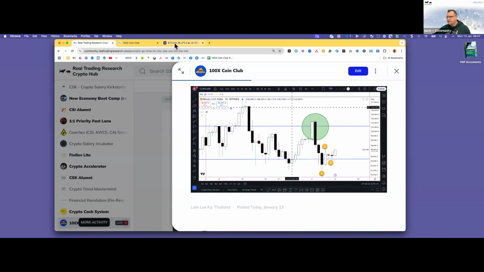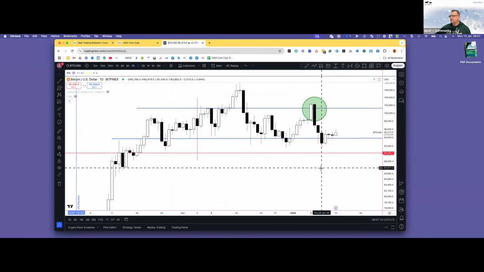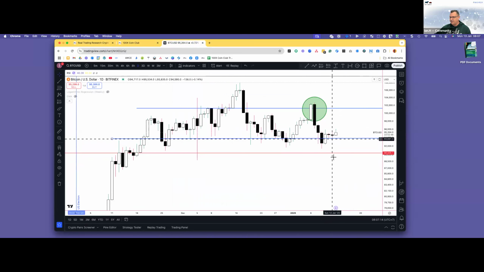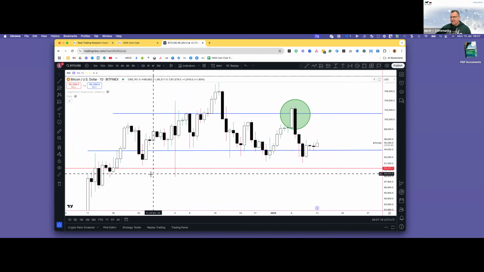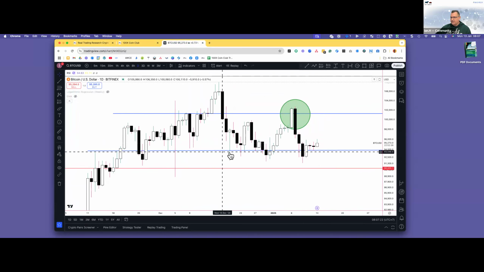Let's go over to the daily chart of BTC. This is the pattern that we were just looking at, the retest pattern. But what's kind of interesting here on the daily is we can see how many times we've breached the bottom of this range.